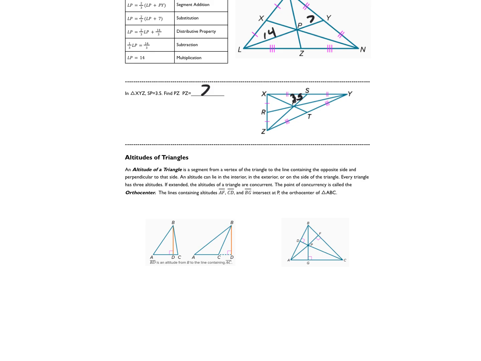An altitude can lie in the interior, in the exterior, or on the side of the triangle. Every triangle has 3 altitudes, and if you extend them out, the altitudes of a triangle are concurrent. The point of concurrency is called the orthocenter. The lines containing altitudes segment AF, segment CD, and segment BG intersect at P, which is the orthocenter of triangle ABC. So in this diagram on the right, P is the orthocenter. That's where the altitudes meet.